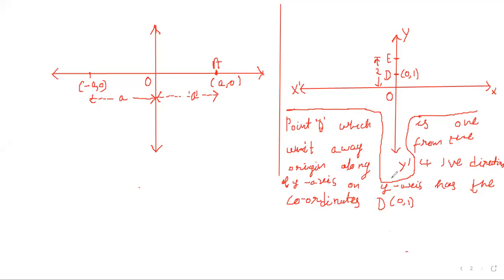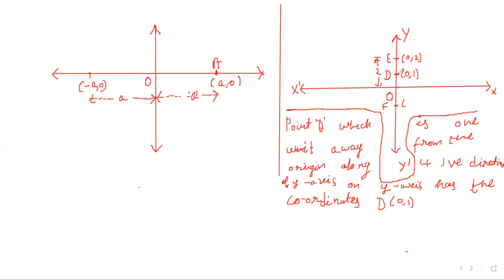So coordinates of E, which is 2 units away from the origin along the positive direction of the y-axis, is (0, 2). And think about the coordinates of F. It is 1 unit away from the origin along the y-axis. Along the y-axis is wrong. We have to tell what? Along the negative direction of the y-axis. Downward is the negative direction of the y-axis. Upward is the positive direction of the y-axis.